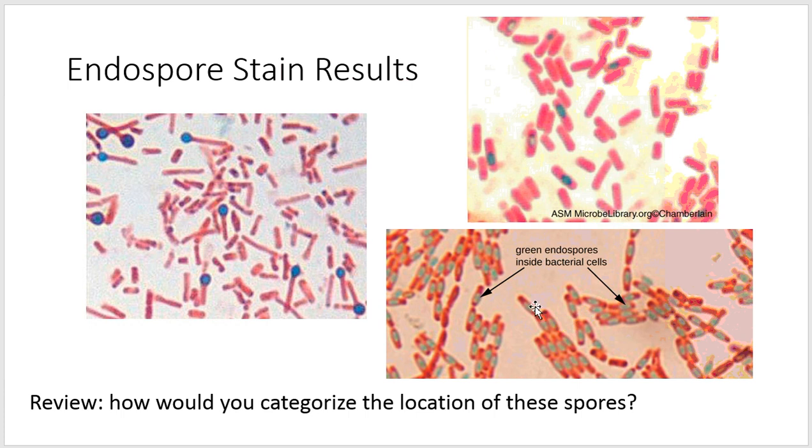So I would encourage you to complete the questions and definitions in exercise 9. Draw some examples. Probably might be helpful to do a Google image search and find a couple more examples of these endospore stain structures. And then of course complete your questions.